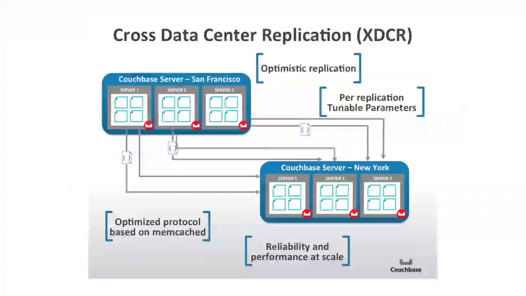We also have, in 2.2, an optimized protocol based on Memcached, which is extremely resource efficient. And so on your target cluster, you will not see as much of an overhead. And then finally, with all these together, we've built reliable and high-performance replication at scale. So let's take a look at what that looks like.